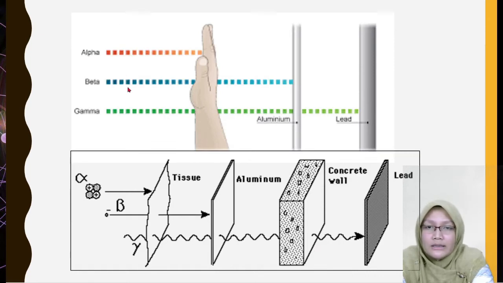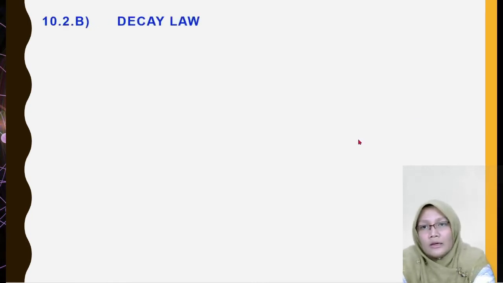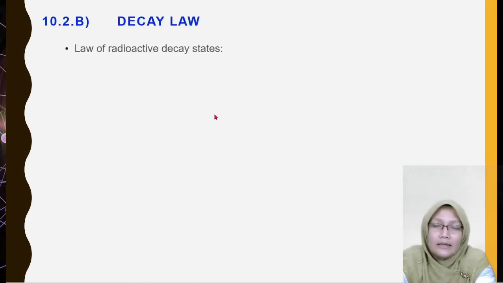Okay, ini adalah penetration. Alpha can be stopped by a hand, beta boleh stop by aluminium, while gamma kita can stop it by using lead. Sama je ni penetration power. Okay, now we go into 10.2b, decay law.